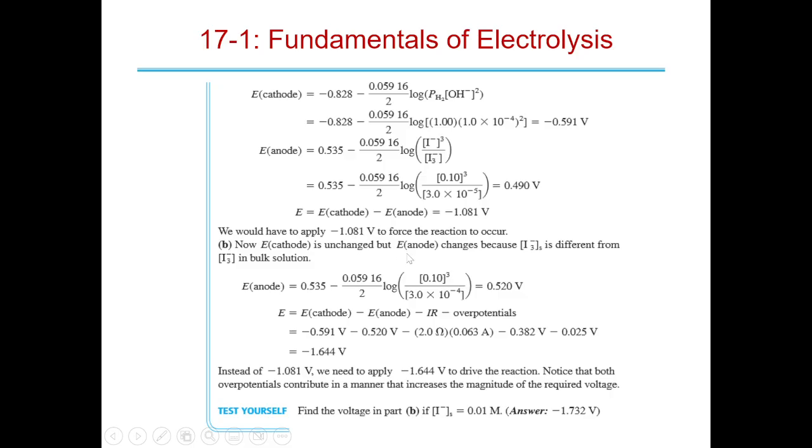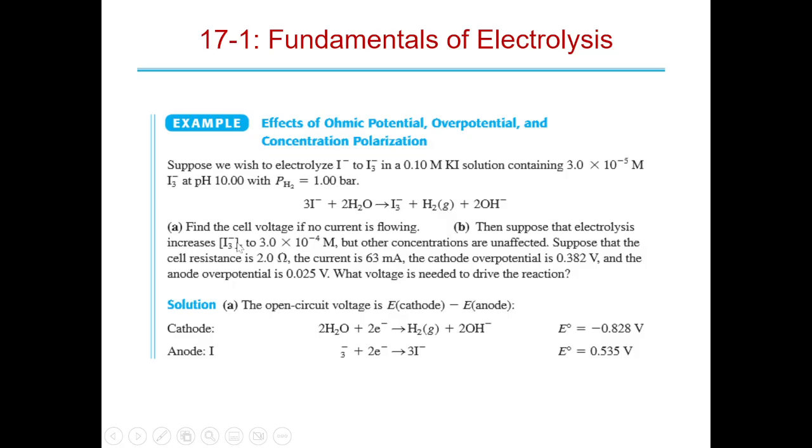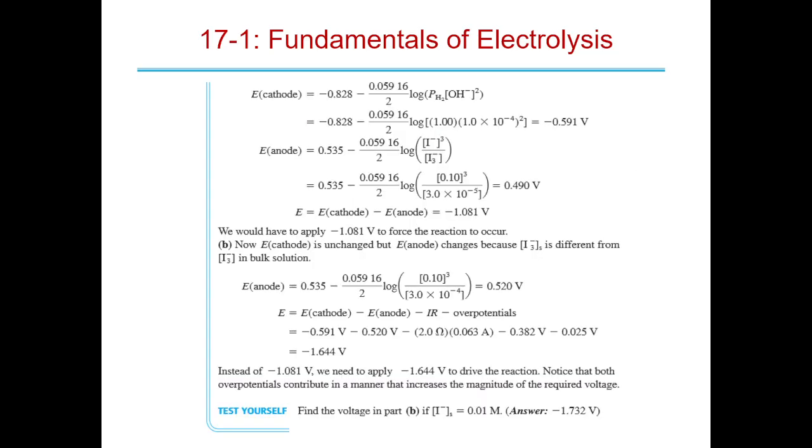Now E cathode is unchanged, but E anode changes because the I3 minus is different from the I3 minus in bulk solution. So you notice B had a different concentration, didn't it? See that? That's 10 times the amount, so we have 10 times more I3 minus. That means the voltage on the anode side is going to be different. So again, we set up our Nernst equation, but the I3 minus term on the bottom here is 10 to the negative 4, right? So we do our math again, and we get 0.520. I mean, not a huge difference, but it's a noticeable difference, isn't it?